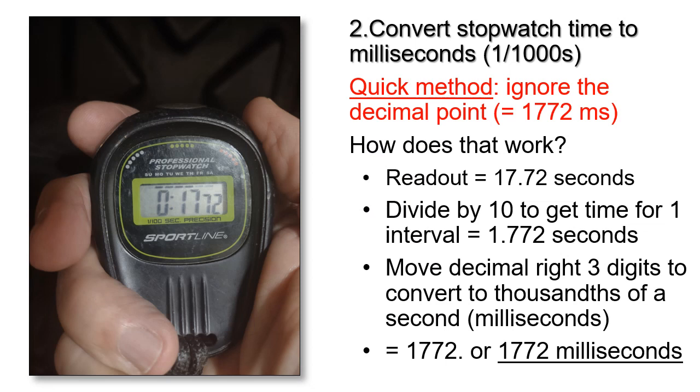Then you simply ignore the decimal point. In this case, 17.72 seconds becomes 1,772 milliseconds. You can see the math on the screen.